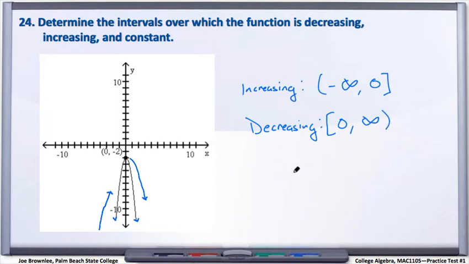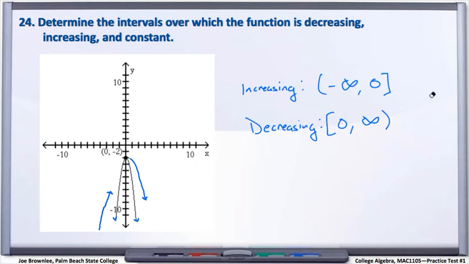And so that's how we'll define increasing and decreasing. We can see on this particular graph, there is no constant that we need to identify. There's no point on this graph where as the x gets bigger, the y remains the same, no constant.